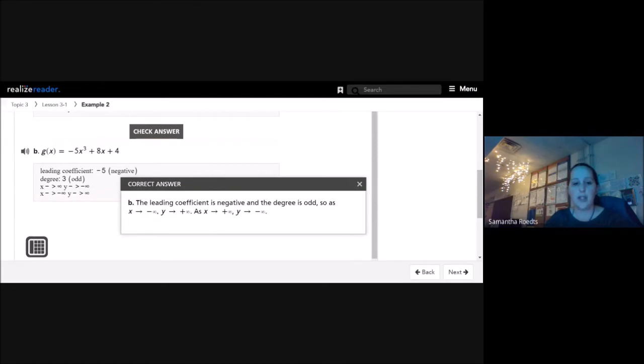So if x approaches negative infinity, my y values are increasing. So again, it looks like this type of slope. If I'm going this way, my x values are negative, my y values are positive. So as x increases, y decreases, and as x decreases, y increases.